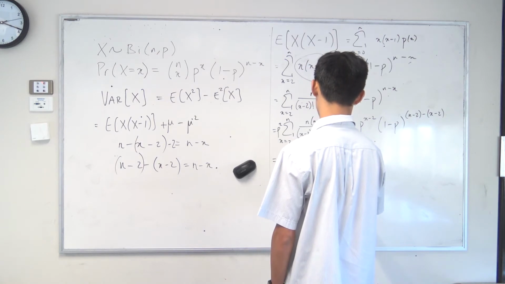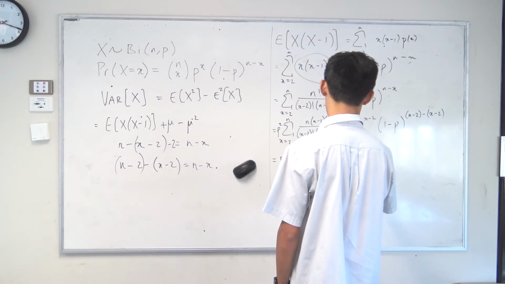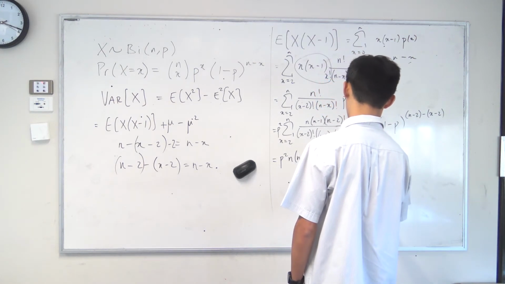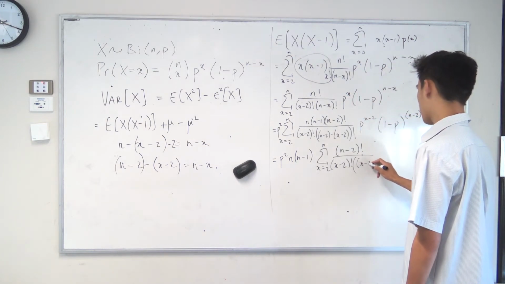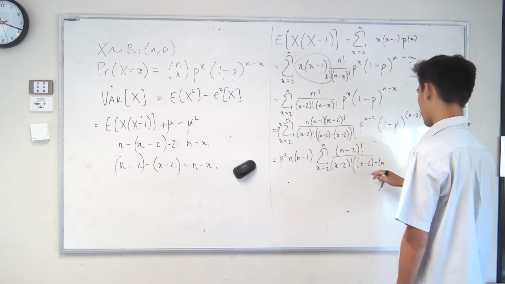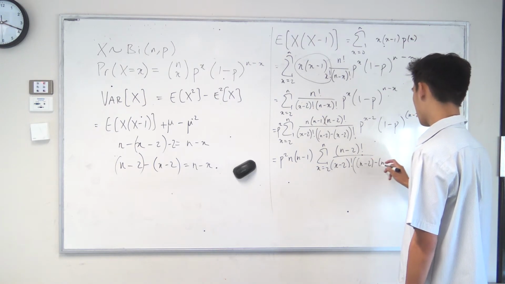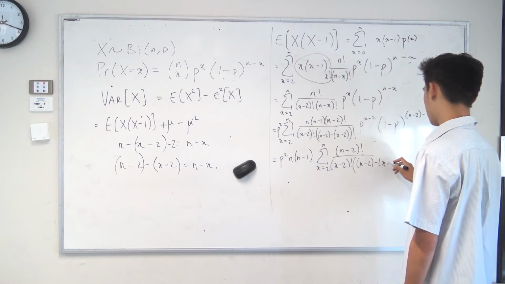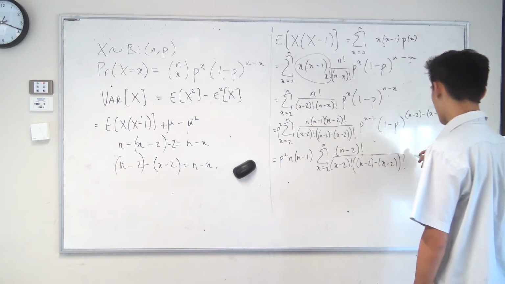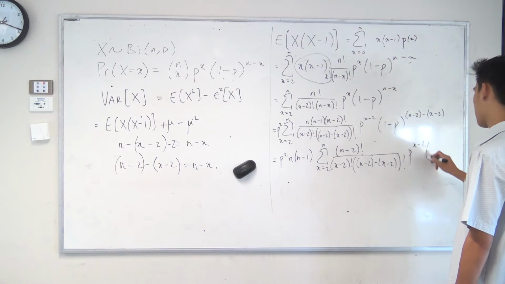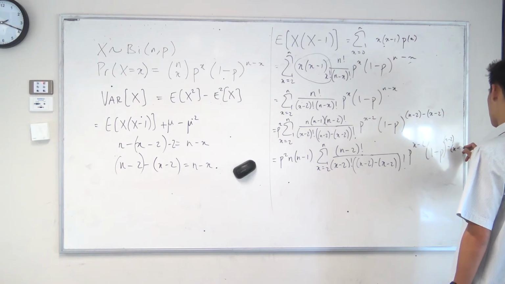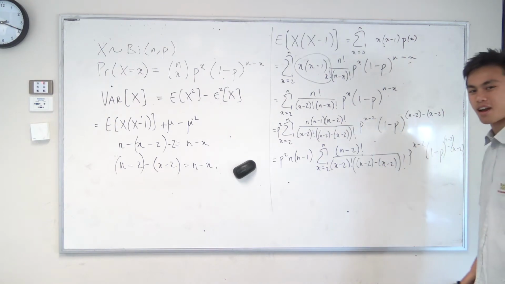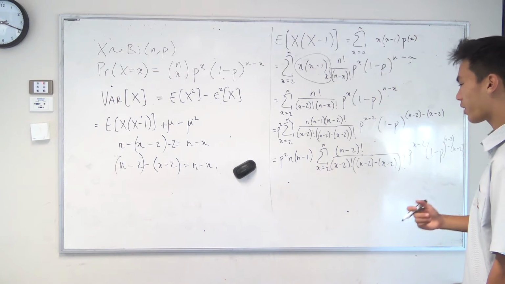And then we're going to have the sum running from x equals 2 all the way up to n of n minus 2 factorial over x minus 2 factorial, n minus 2 minus x minus 2, sorry about that. So minus x minus 2 right here, so much writing. And then we're going to have p to the x minus 2, 1 minus p to the n minus 2 minus x minus 2, I'll put it like that. So this is a lot of writing, hopefully you guys can see it all.